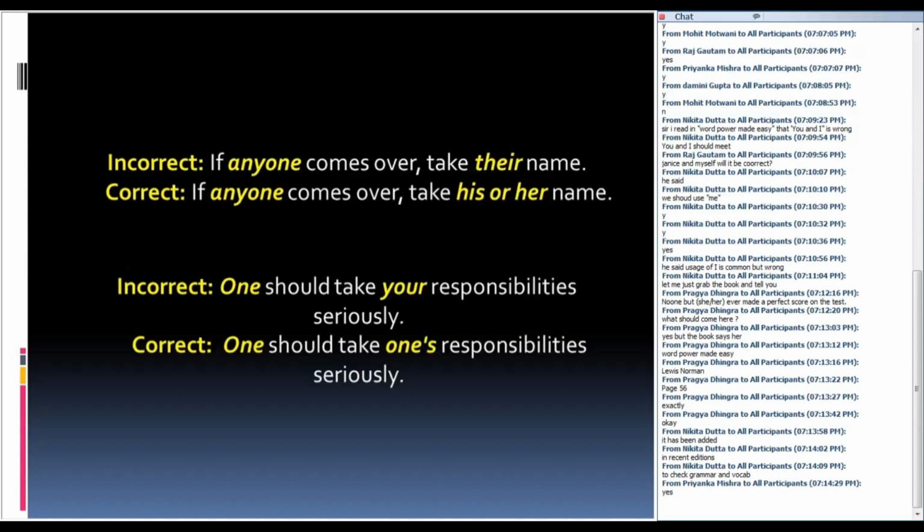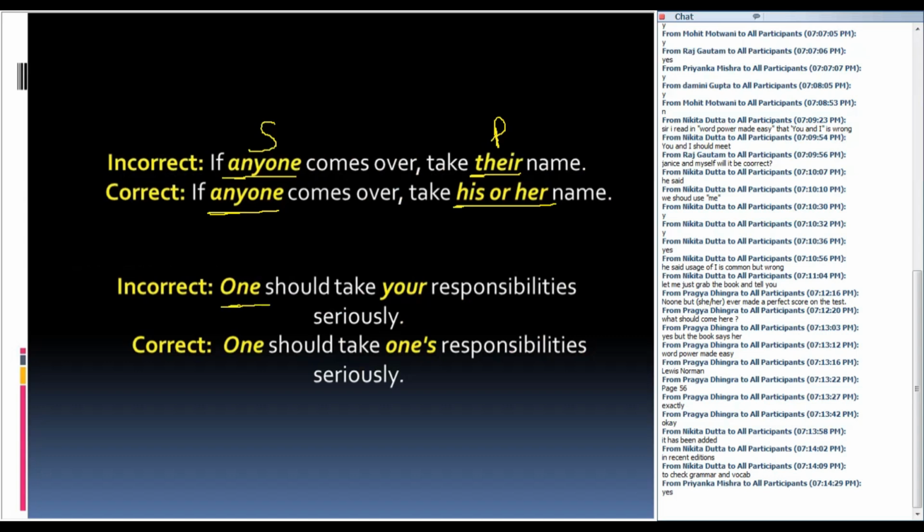Similarly, if I say, if anyone comes over, take their name. Again, it's not possible because anyone is singular. There is plural. What will I have to say? If anyone comes over, take his or her name. I just now showed you that the possessive case of anyone is his or her.